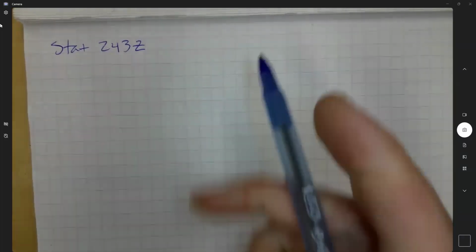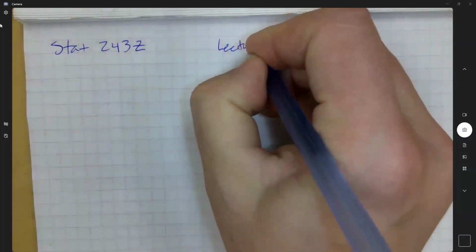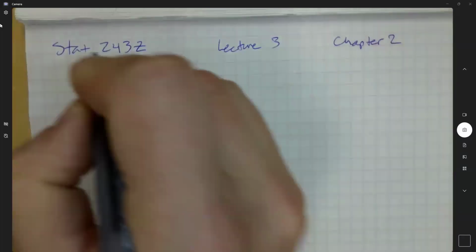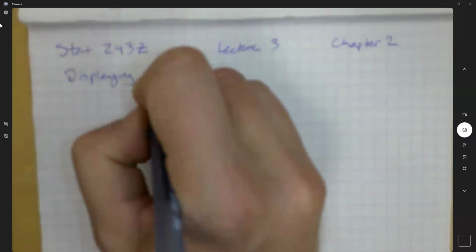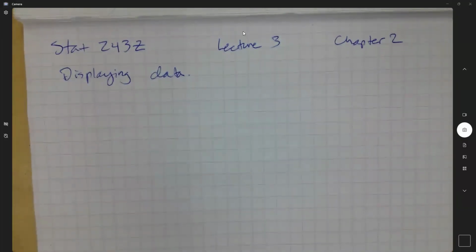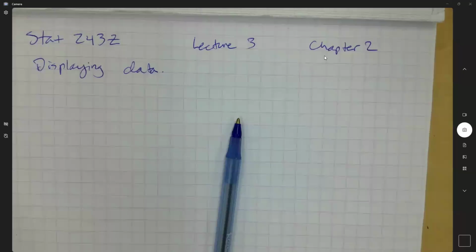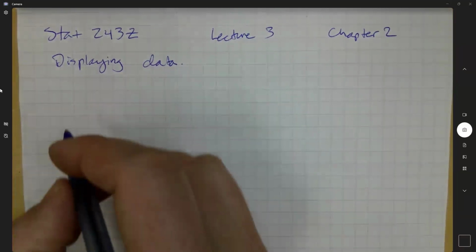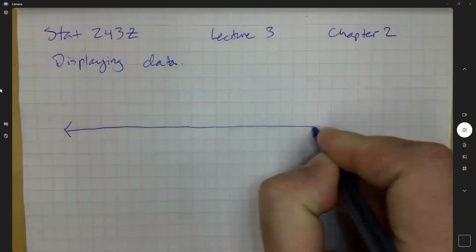All right. Lecture 3 is about chapter 2. It's all about displaying data. All right. I will remind you of our spectrum for displaying data.